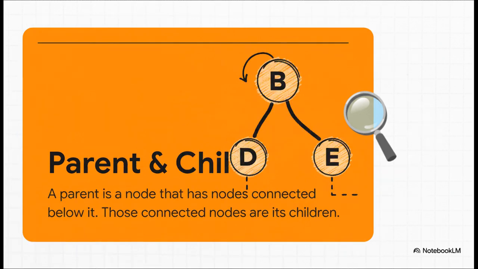Now let's talk about the most fundamental relationship in any tree, the parent and child. It's simple. A parent node has connections, or edges, that lead down to other nodes. Those nodes just below it, those are its children. So right here, B is the parent and D and E are its children. This simple connection is what creates all the branches.